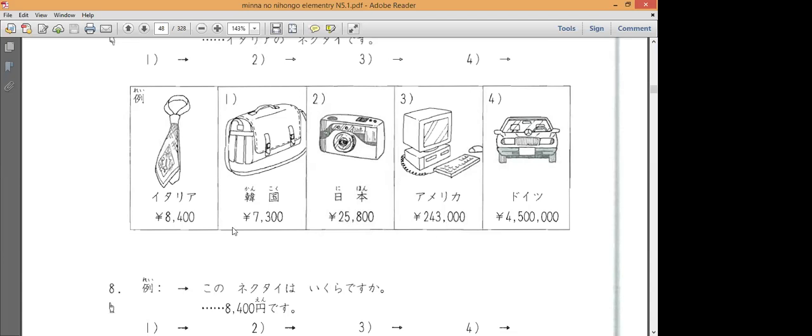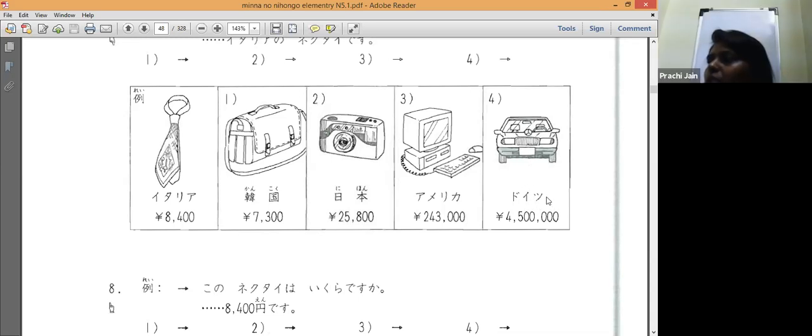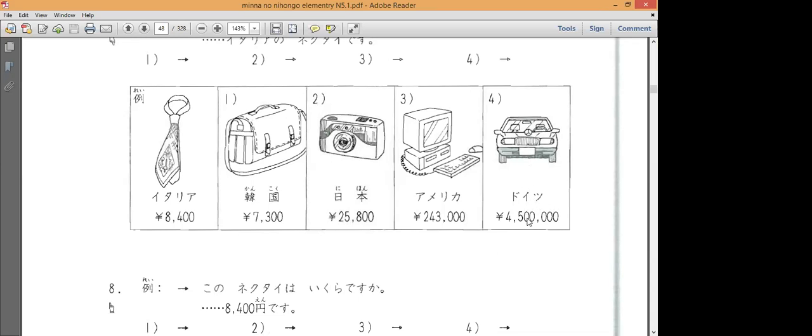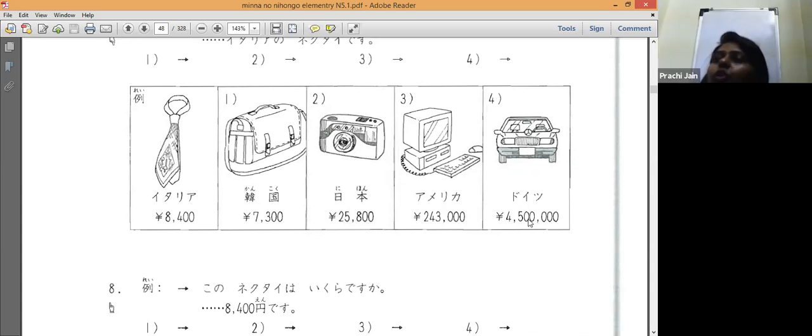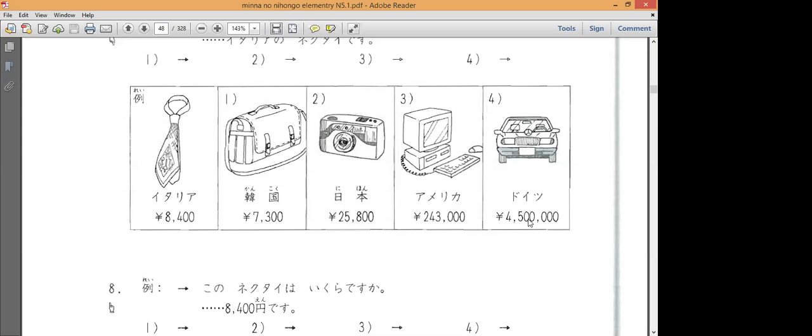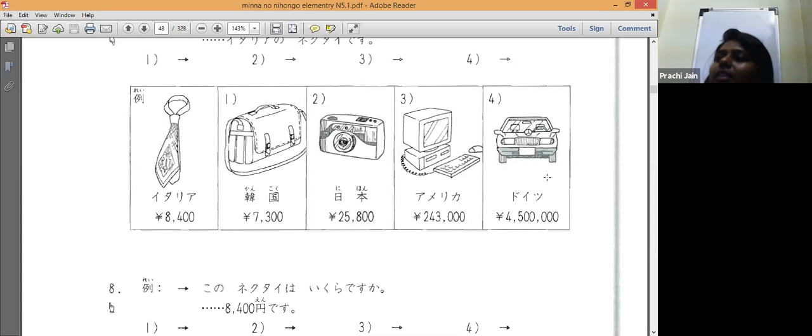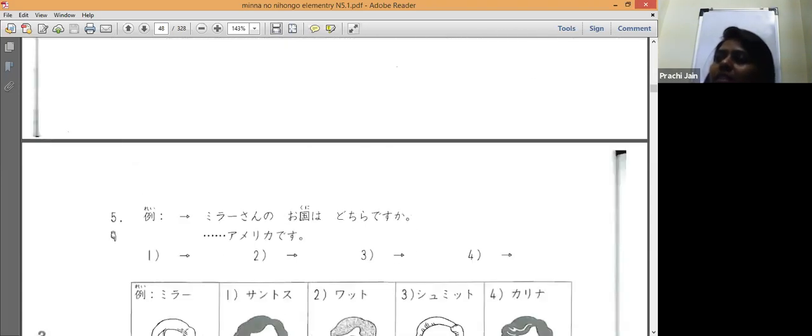Okay. Ma'am, for the car. That is jidosha, na? Doitsu no jidosha. Price. Yeah, price you have to make it out. I told you already that you have to go for the man. So whenever it's completed, go ahead. Okay? So just try 7 and 8 together. Just write down that.